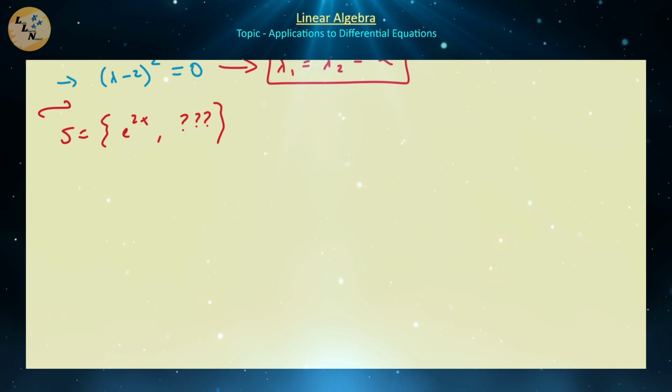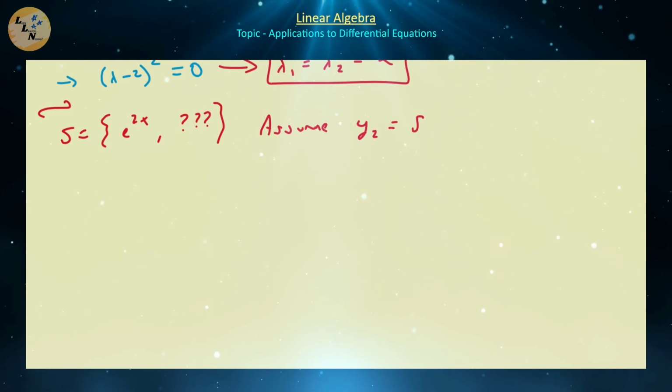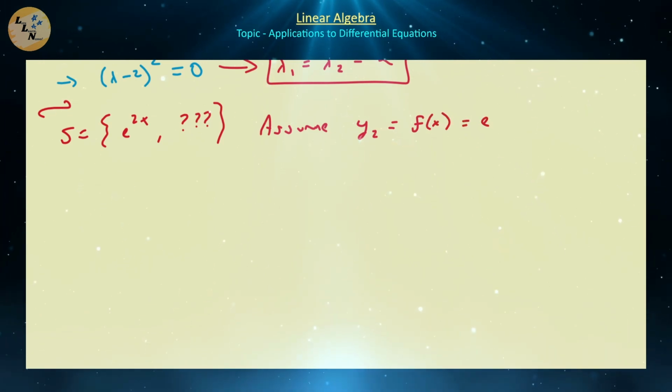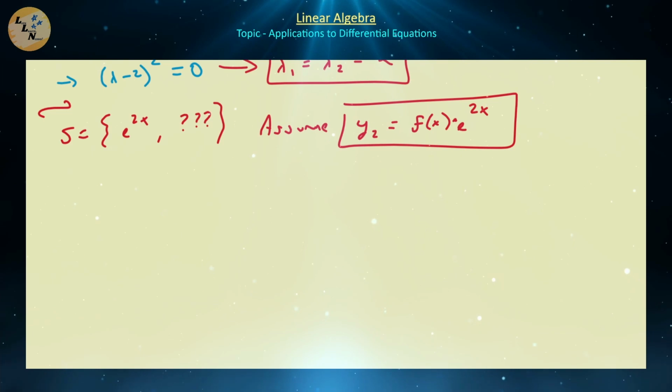So let's assume that our second solution, y2, is of the form f of x multiplied by e to the 2x. So it's a product of our first basis solution and some other function. That f of x could be sine, it could be cosine, it could be polynomial, we don't know. But if it is a solution, we should find some constraints on that function f and then be able to verify that it indeed works once we find it. So if we take this as our solution, let's find the first derivative of it.